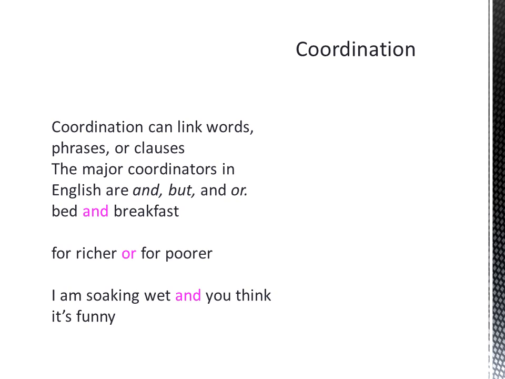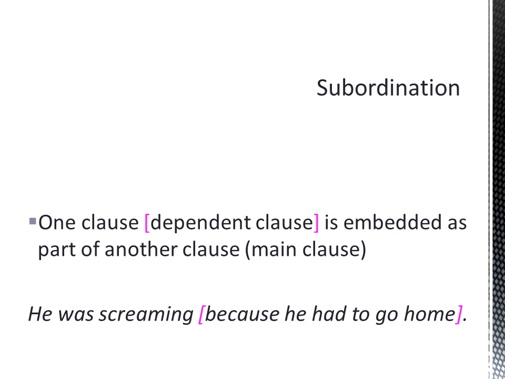This is what sometimes people talk about as fanboys, but really the most common ones are and, but, and or. Bed and breakfast, for richer or for poorer. I'm soaking wet, and you think that's funny. Subordination is where you have a dependent clause embedded into the main clause, which is also called the independent clause in some grammar books.